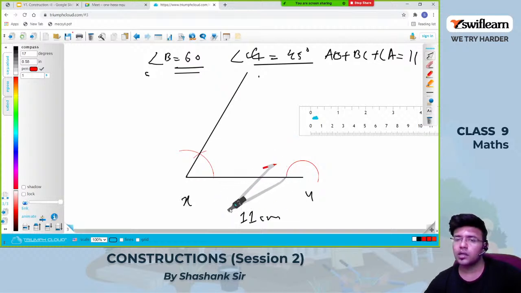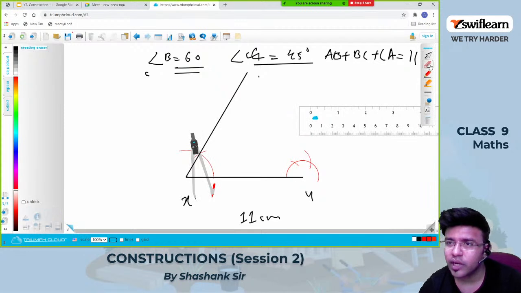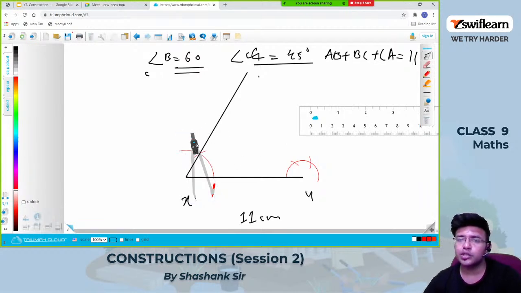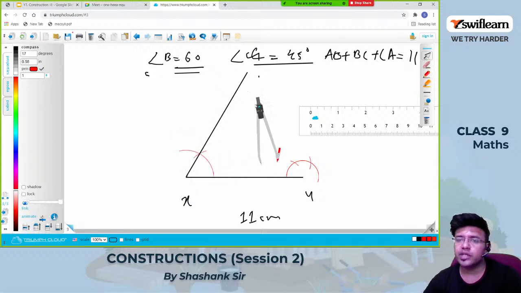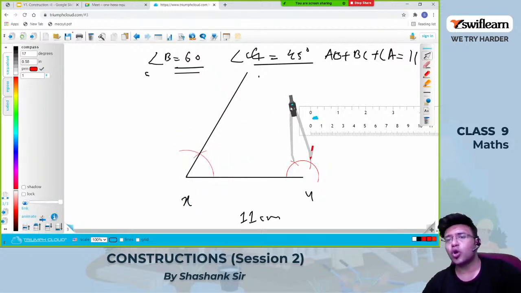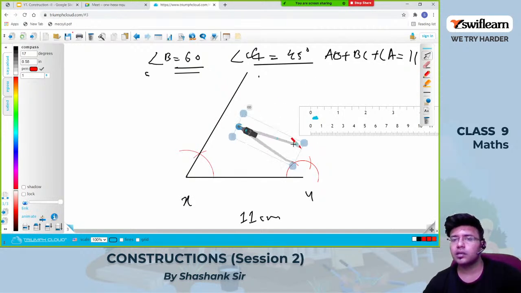Draw two arcs. Look how to draw, one here. Now place this compass over here and draw one more arc. See where it has intersected. These are the two points where it has intersected. Now place this compass again at those two intersection points and again draw two arcs like this. See here, one here and one here.